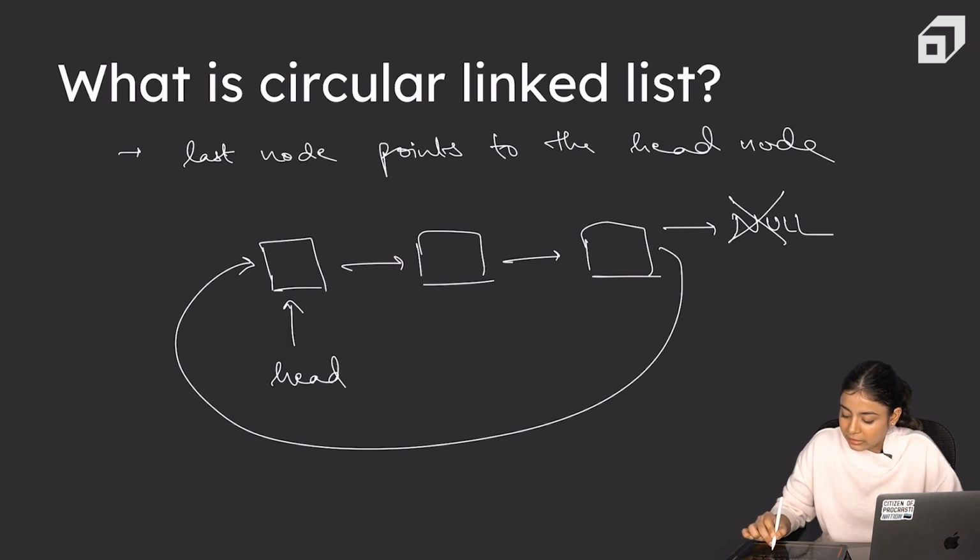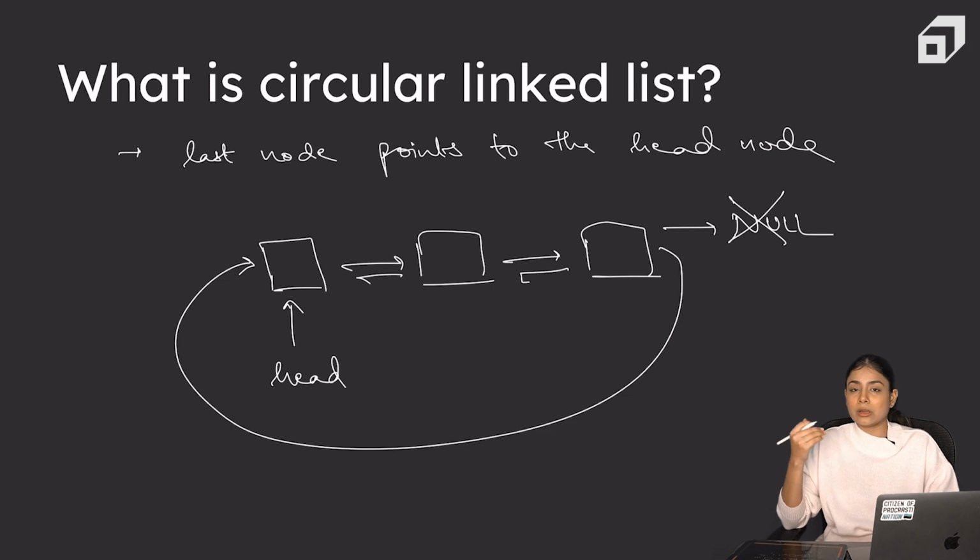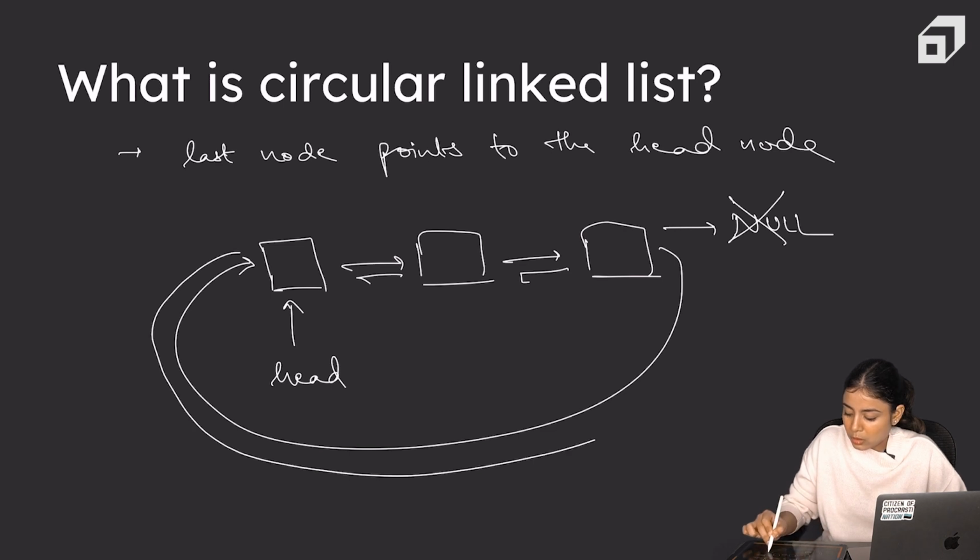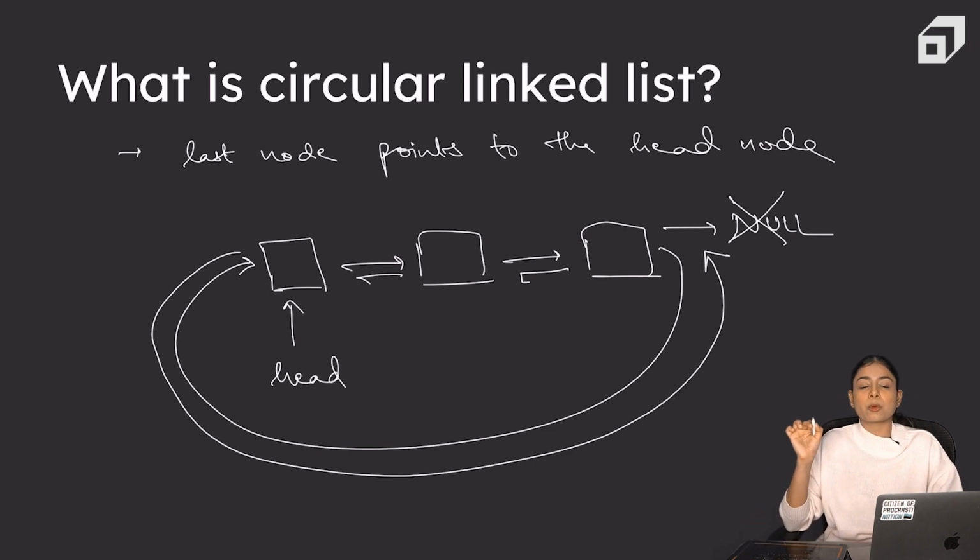Alright, and this could be in a singly linked list. This could also be a doubly linked list, okay, where we have a link to the next node as well as the previous node. That means in a doubly circular linked list, the head node's previous would be pointing to the last node. Okay, so because this is forming a circle, that's why it's called a circular linked list.